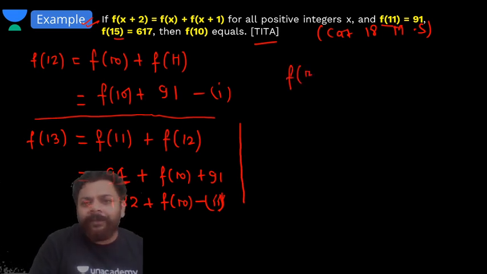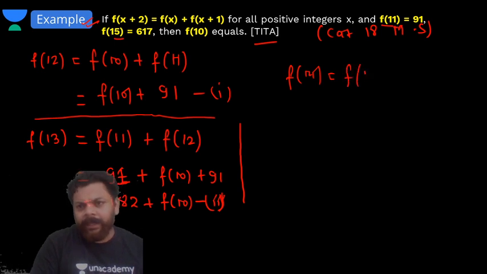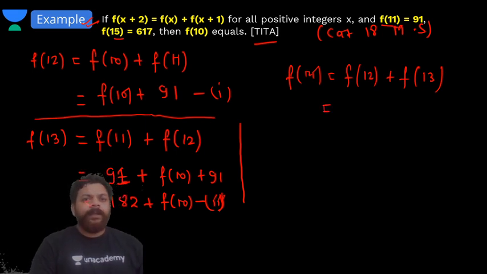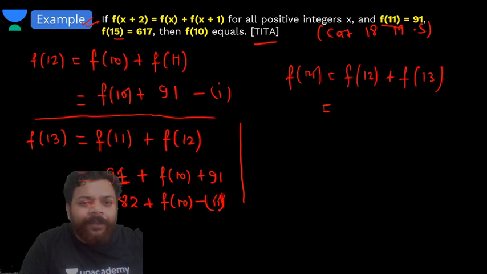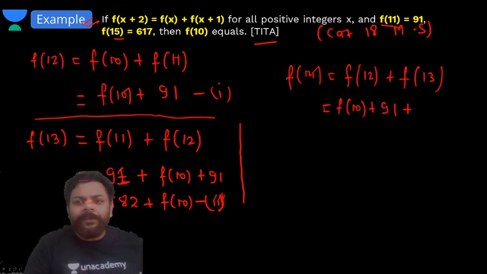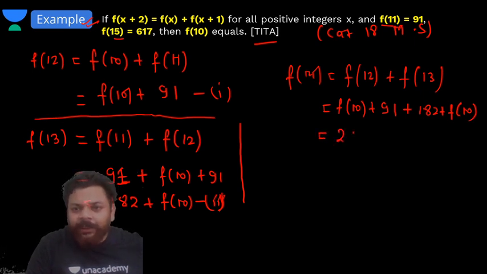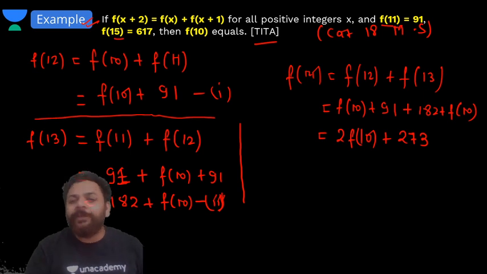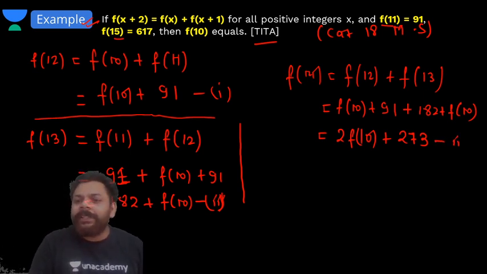Similarly, I can write F14 as F12 plus F13. We can put the value of F12 from equation number first, which is F10 plus 91, and the value of F13 is nothing but 182 plus F10. So we can write this as twice F10 plus 273. 182 plus 91 is 273. Let's say this is equation number third.